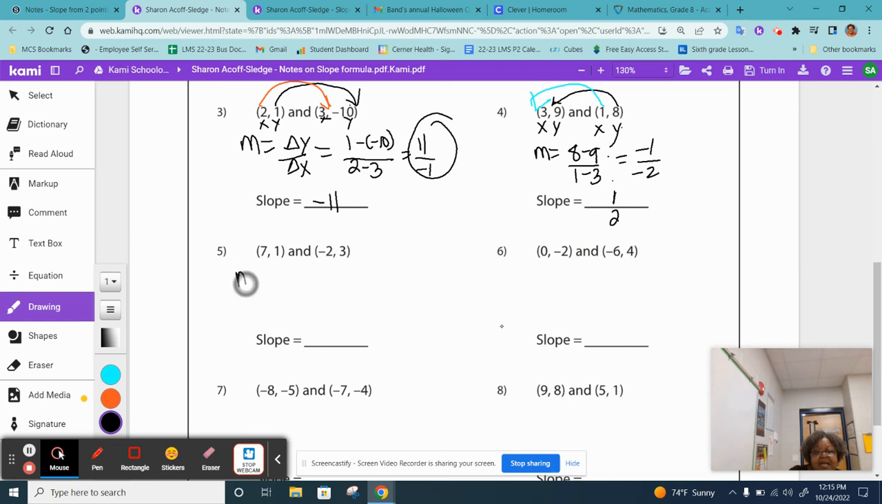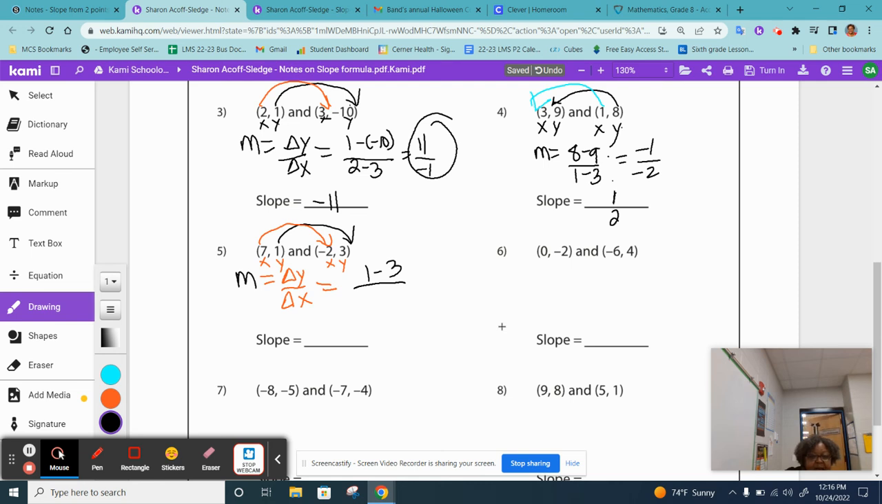Okay, so somebody tell me now. I'm going to go in this direction. I just want to emphasize that it doesn't matter which direction you go in. So we do the change in y over the change in x. And if it helps, go ahead and label your x and y so you won't get them mixed up. Okay? Somebody give me the top line. My change in y. 1 minus 3.